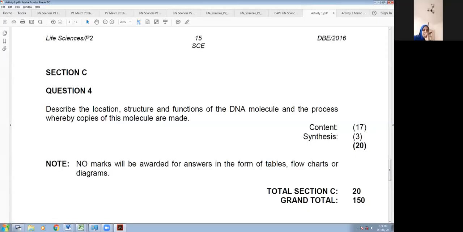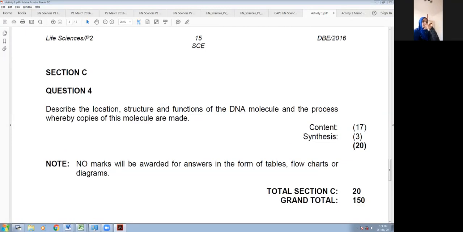Right, so this is an essay question. It's coming from the June paper of 2016. It says, describe the location, the structure, and the functions of the DNA molecule and the process whereby copies of this molecule are made. Okay, so if you look at this essay question, there's a lot of marks coming from it. It's important that you read it carefully and break it down thoroughly, right?